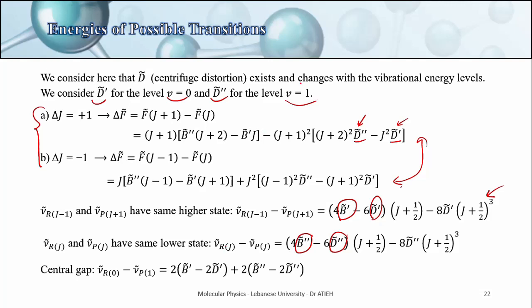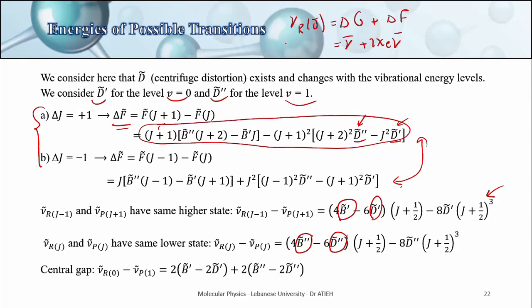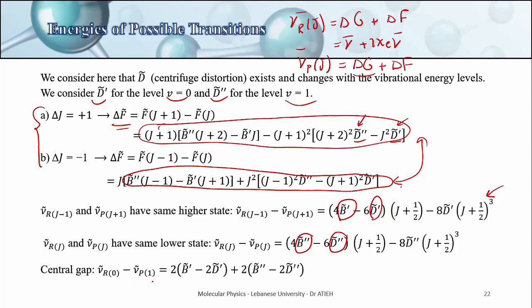So all I have done, I have delta F now. I have nu R of J, which is simply delta J plus delta F. Okay, and delta J we define as nu bar plus 2x e nu bar, and delta F is this. So this is how I get nu R of J, and nu P of J, of course nu bar of J, equals delta G plus delta F. You can substitute whatever number you want: 0, 1, J, J minus 1, J plus 1, whichever you want, and find these expressions.